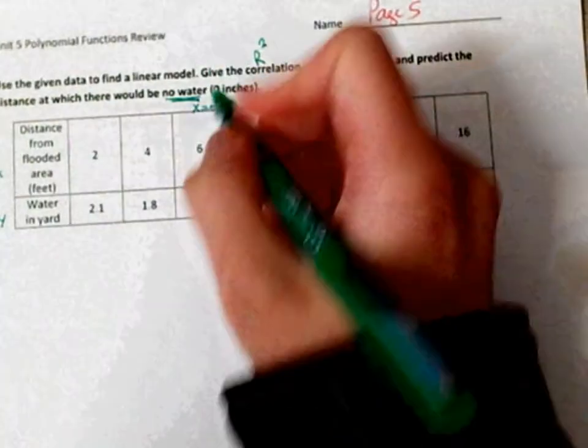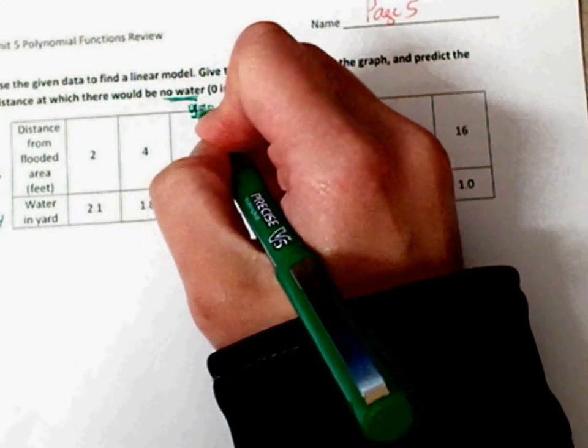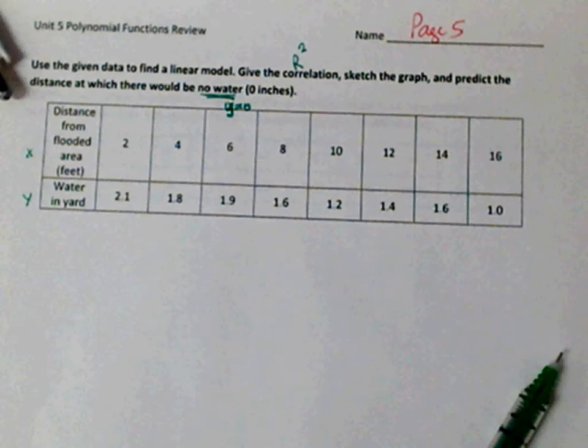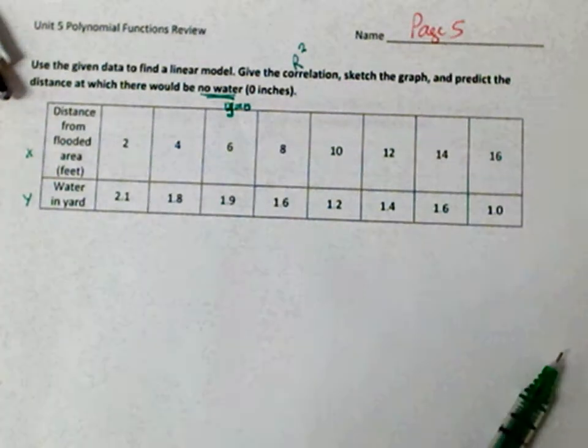I'm so sorry, I got that wrong. Where y will be 0. Because that's going to be the water in the yard. Water. All right, so let's get started.